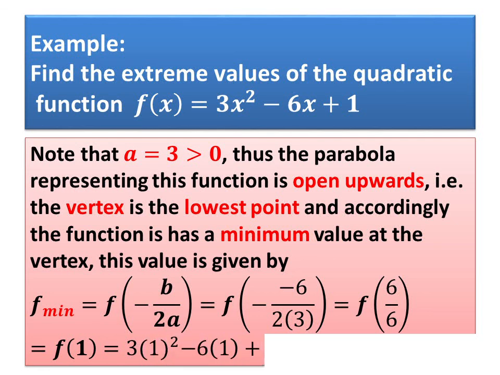We take this 1 and we plug it in the original function. So 3 times 1 squared minus 6 times 1 plus 1. This is equal to minus 2. So the minimum value is minus 2.